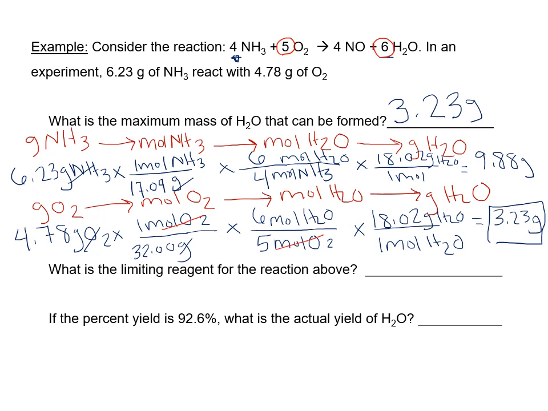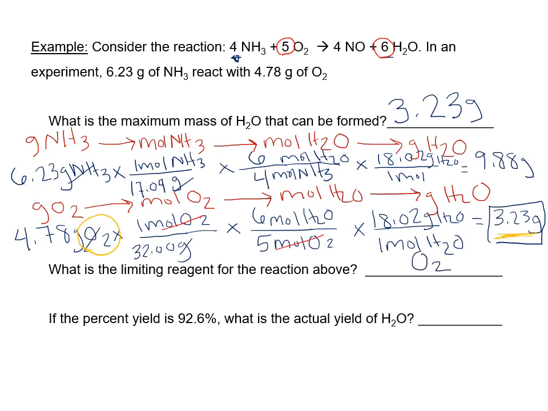It's asking us what the limiting reactant is. The limiting reactant is the reactant that determines the amount of product we make. So it's the one that we have the least of, in this case the O2, because it resulted in the least amount of the product. So our limiting reactant is oxygen.